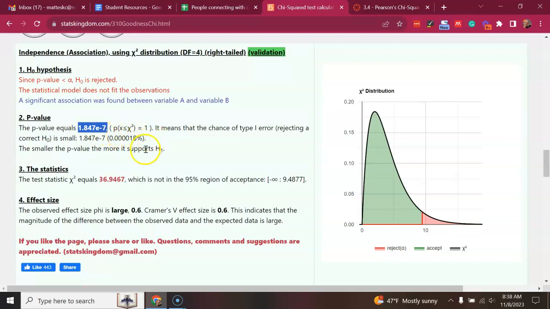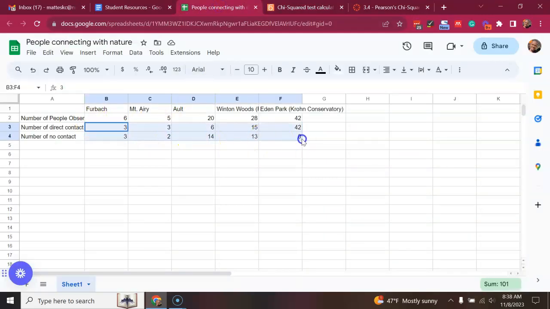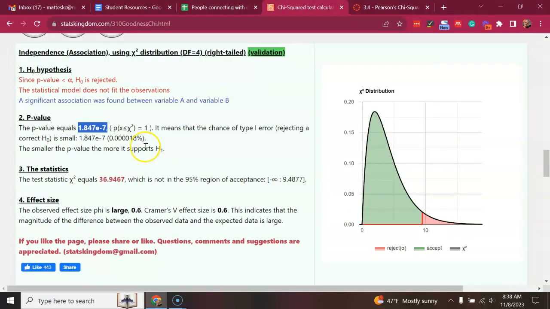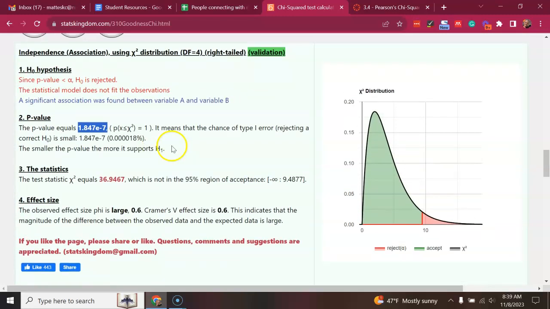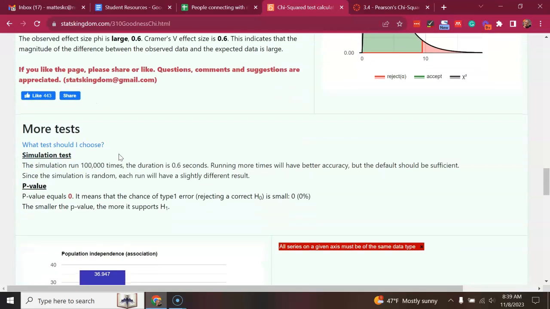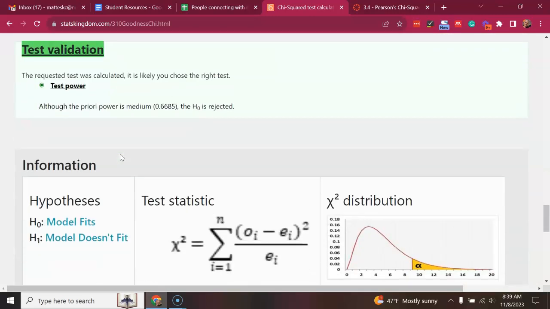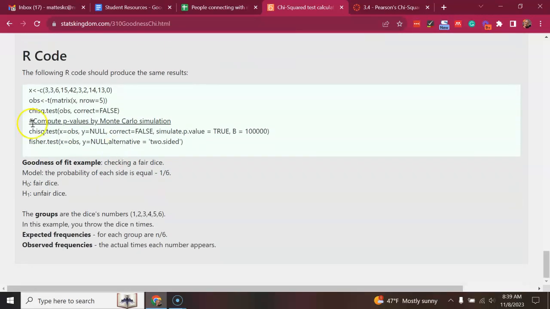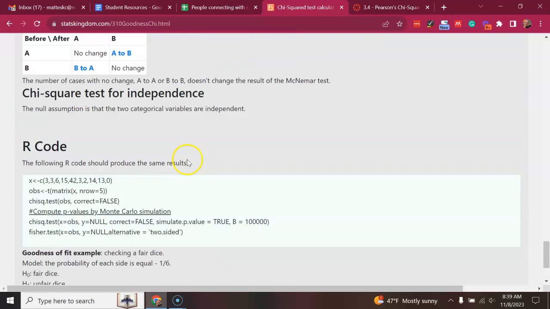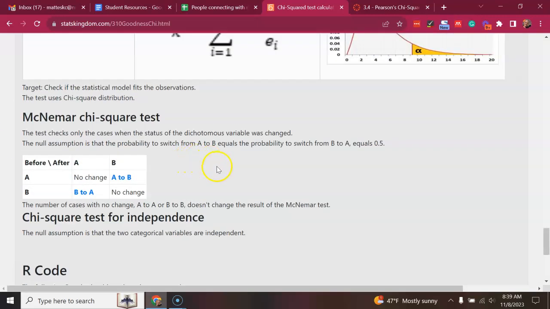0.001, certainly. And you would reject your null hypothesis and conclude that there is a significant difference in the frequency of nature interactions among these 5 parks. Now, it doesn't tell you which parks have the highest or lowest, you would just calculate the percentages for each park and then report that in your data. And there's a few more things down here. And it even gives you the R code if you want to run this in R. But that's really it for chi-square.